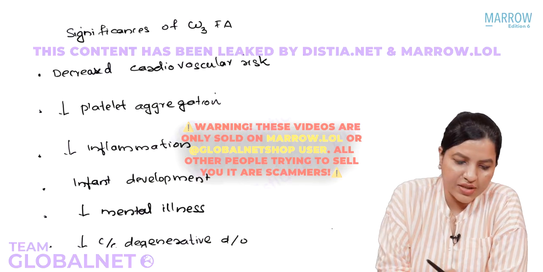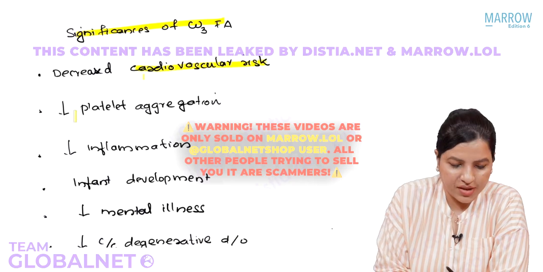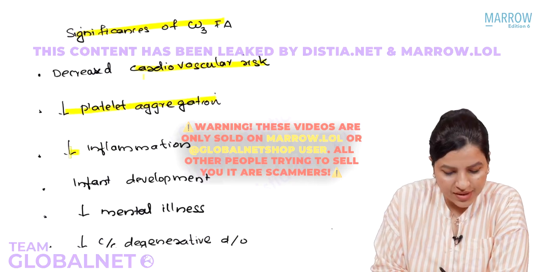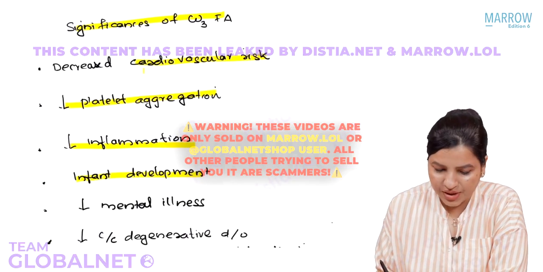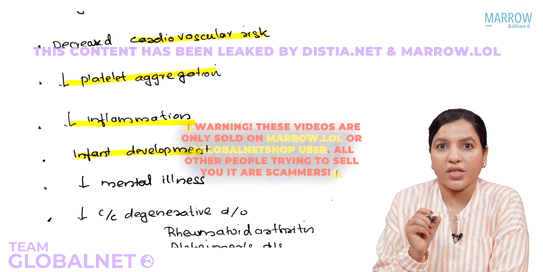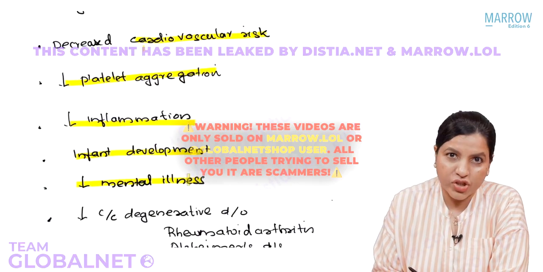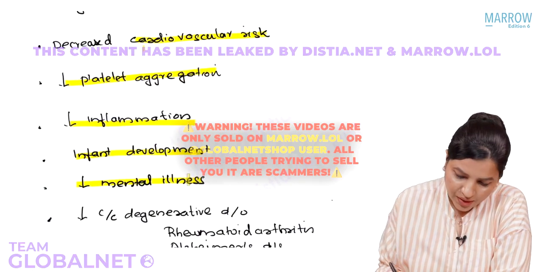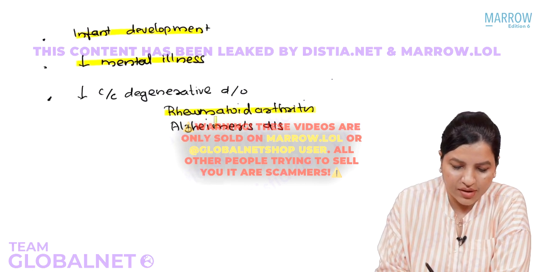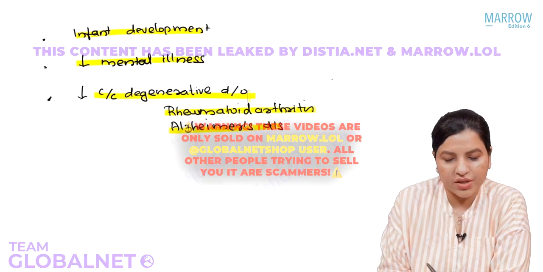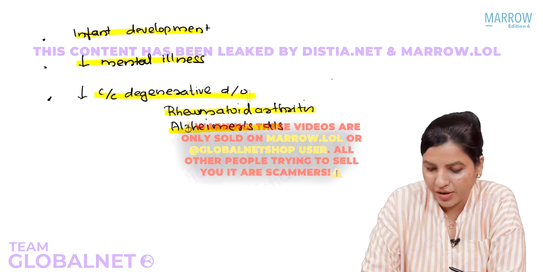So, what are the significances of the omega 3 fatty acid? Already we have learned it decreases the cardiovascular risk, it decreases the platelet aggregation, it decreases the inflammation. Then in infant development it is important. Why? Because cervonic acid, DHA, which I will be discussing later, is an omega 3 fatty acid. Then it decreases mental illness like ADHD, depression, etc. Also, it decreases the risk of degenerative disorders like rheumatoid arthritis, Alzheimer's disease, and other chronic degenerative disorders. So, these are all the significances of omega 3 fatty acid.